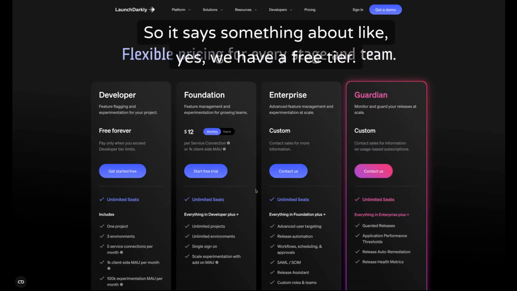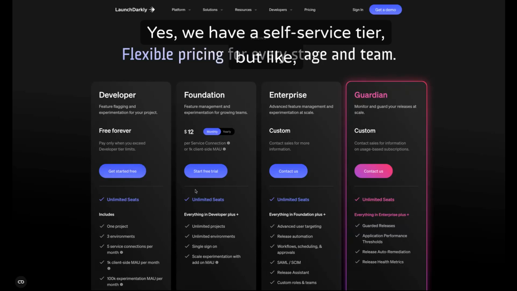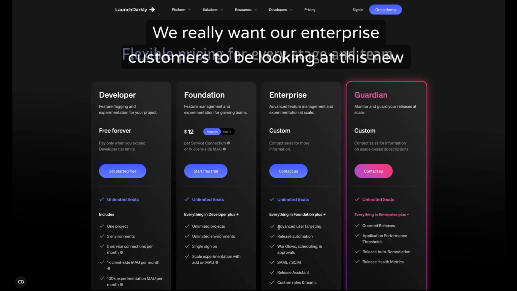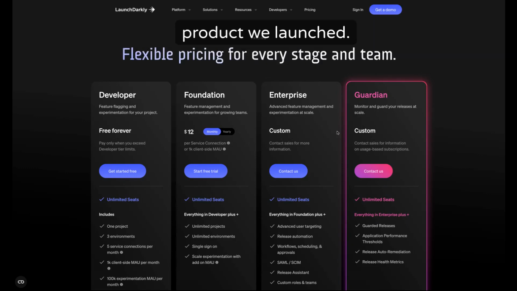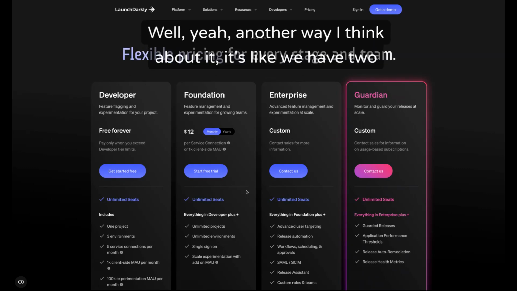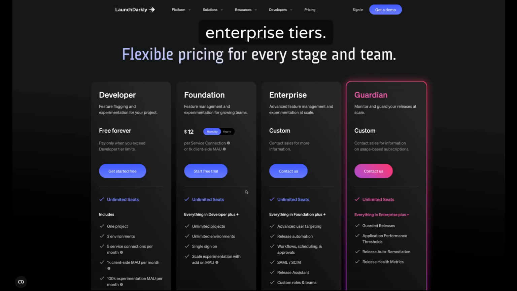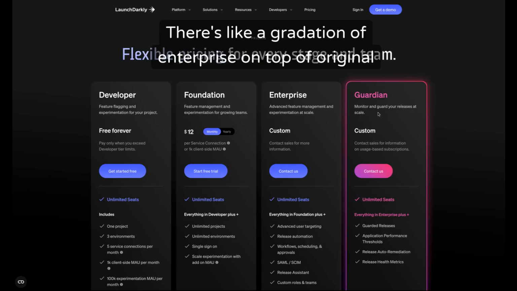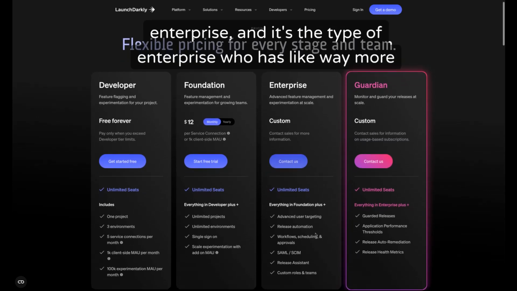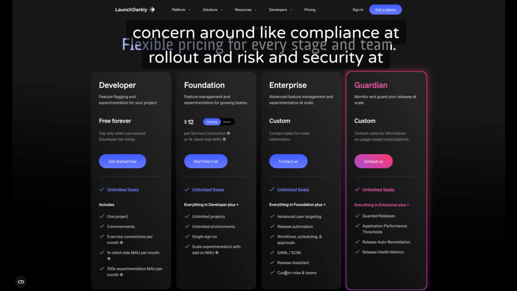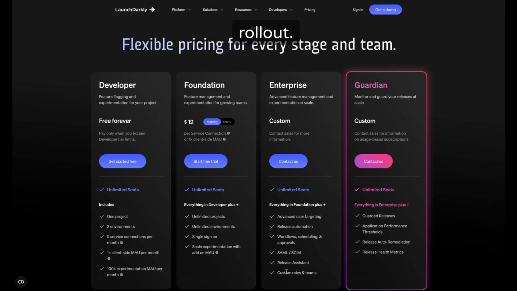So it says something like, yes, we have a free tier, yes, we have a self-service tier, but we really want our enterprise customers to be looking at this new product we launched. Well, yeah, another way I think about it is we have two enterprise tiers. There's a gradation of enterprise on top of original enterprise, and it's the type of enterprise that has way more concern around compliance at rollout and risk and security at rollout.